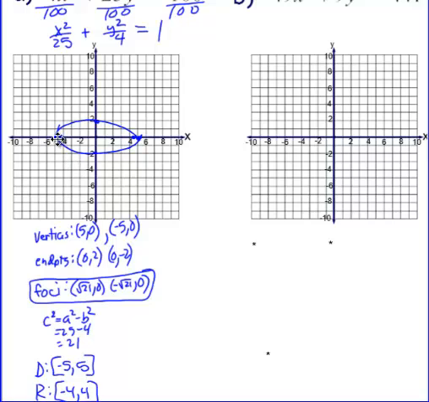So the domain goes from -5 to +5. The range goes from -4 to +4. It's an ellipse, so it's bounded by those values, those endpoints. None of the ellipse is going to go past that.